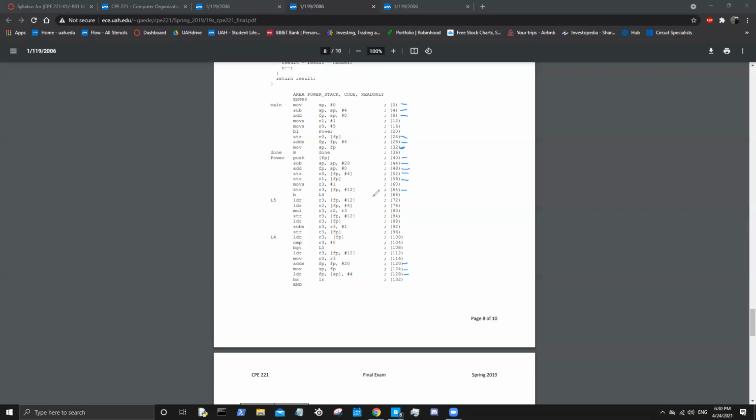Line 60 doesn't count. I think beyond that we've touched on. This is a load, so that does nothing. Load does nothing. Mul doesn't affect anything. Store, this counts. Line 84 counts. Load doesn't do anything. Sub S doesn't do anything. Store into the frame pointer, this counts. Load doesn't do anything, and beyond that we hit everything.